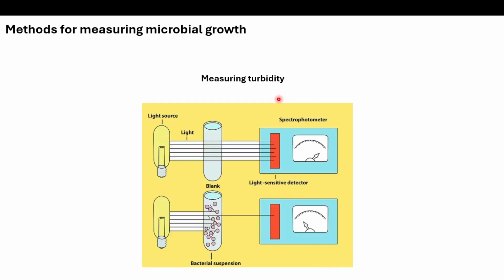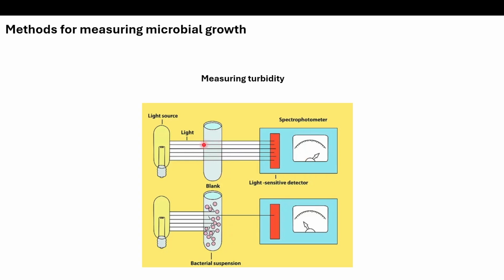Another is measuring the turbidity of the sample. So what happens is this is your culture vial, and you have the media there, and you let light pass through the culture tube, and you measure the light rays that pass through the culture medium, which are detected on a detector, and then the readings are taken.